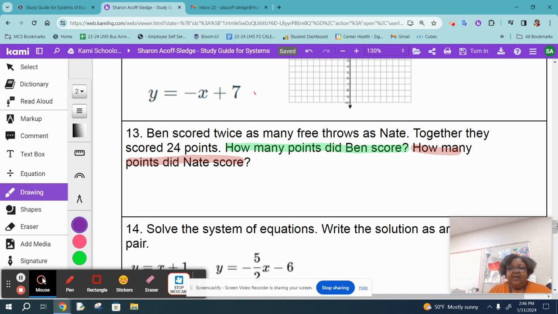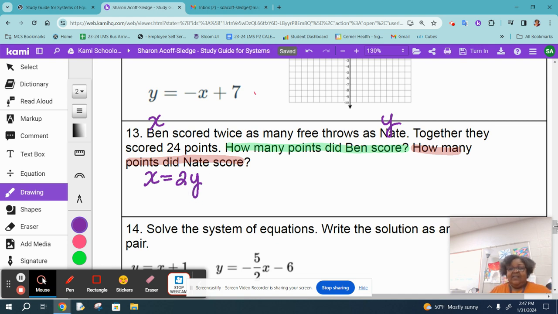All right. So Ben scored twice as many free throws as Nate. So you got to set your variables first. Make Ben X and make Nate Y. Why? Because Ben is first, Nate is second. Simplest thing to do. First thing says Ben scored twice as many free throws as Nate. So Ben scored X free throws, which was equal to 2 times Nate's. Okay, so X equals 2Y.